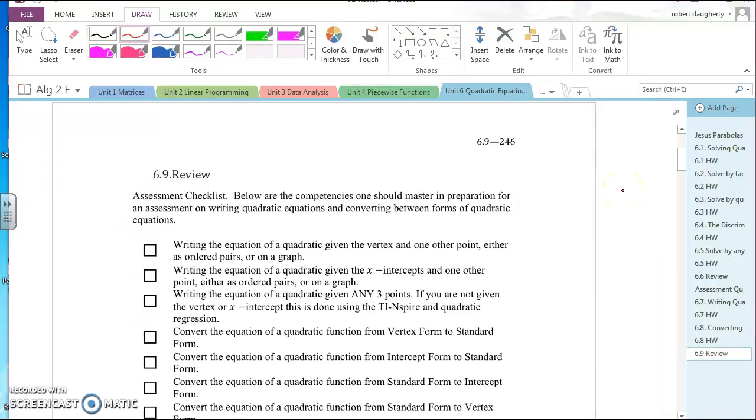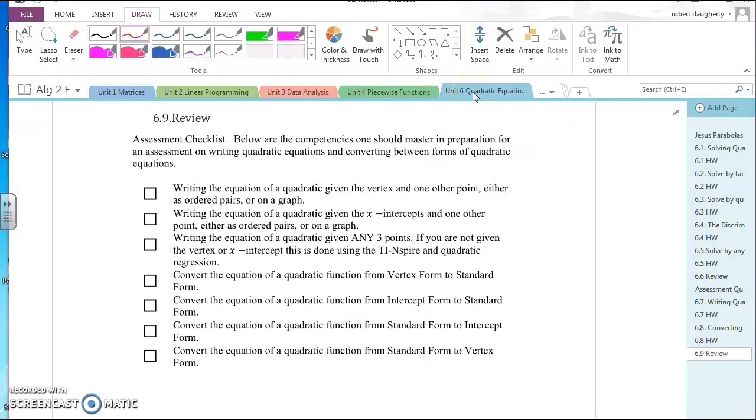Okay, guys, this is our review for the quadratics unit. So a lot of material. This is our biggest unit so far that we've done for the entire semester. So this goes back to Unit 5 and Unit 6, so 5.1 to 6.8 or 6.9, which is this review.